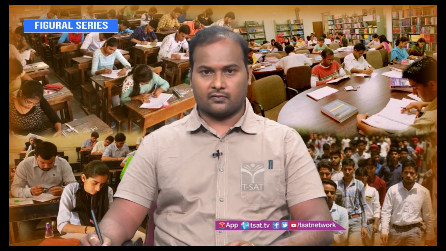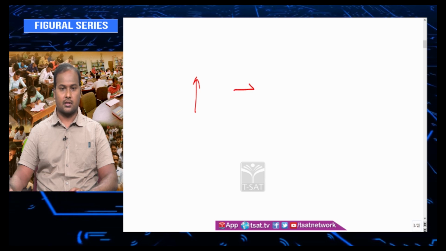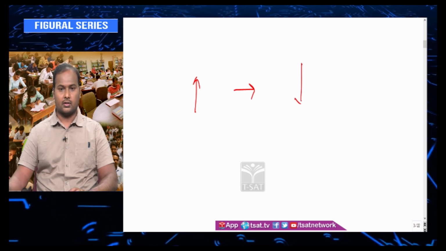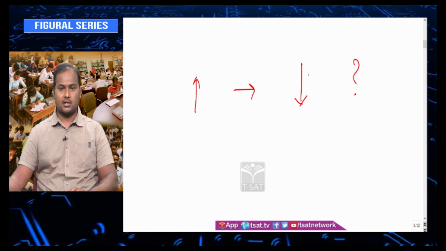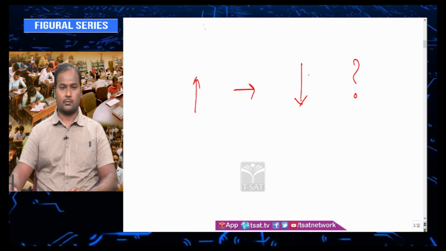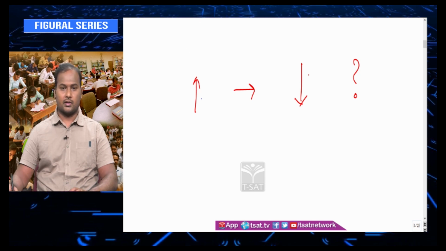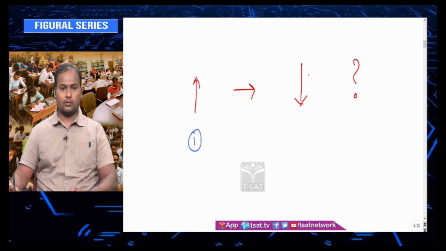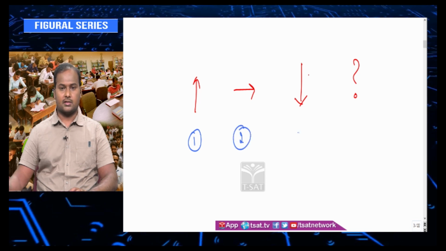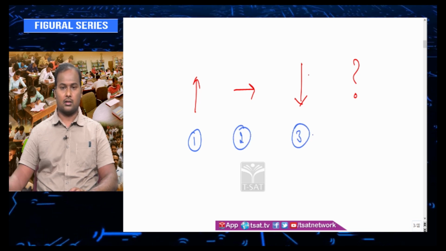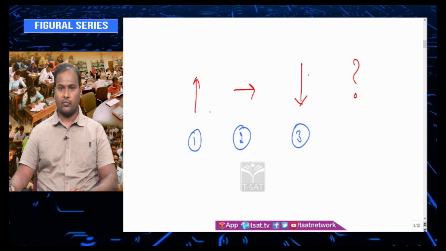In this case, we need to observe the change that is happening from one figure to the next figure, and we have to apply that change to get the answer. Imagine there is one figure like this, and in the next figure it is given like this, and the next one he is asking like this, and you will ask what is the next figure that is going to be expected. See, what we need to do in the series: observe the change from figure 1 to figure 2 and the change from figure 2 to figure 3, and you need to get the answer for figure 4.